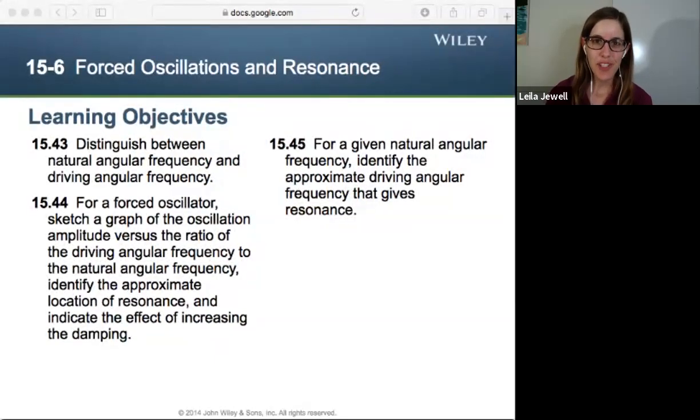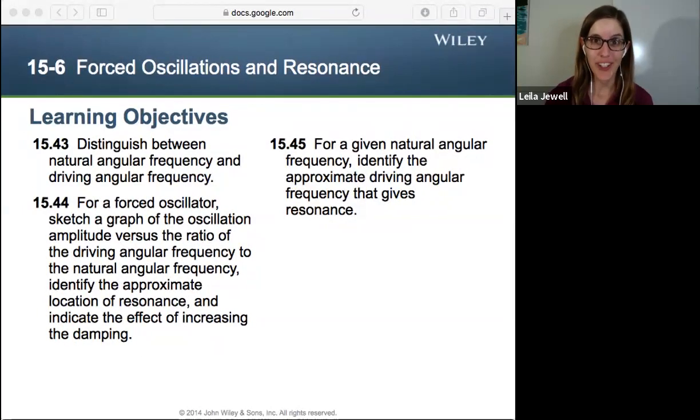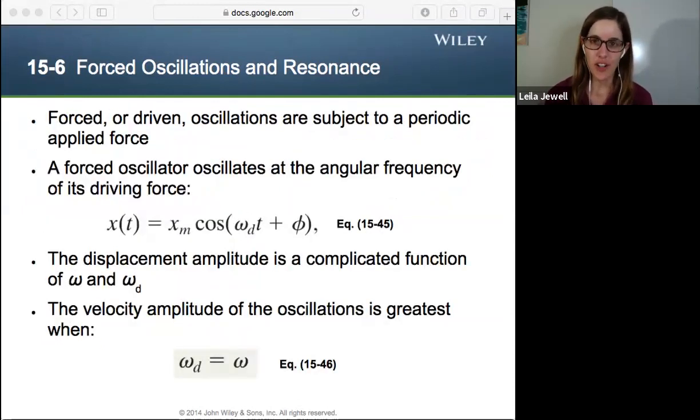Section 15.6, Forced Oscillations and Resonance. This is where things kind of blow up, or they can, for better and for worse. So forced or driven oscillations are subject to a periodic applied force.